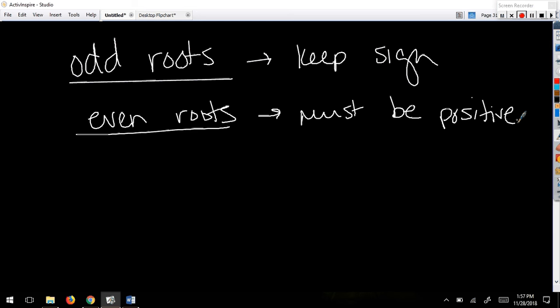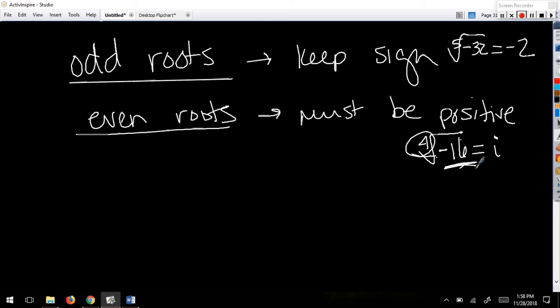All odd roots keep the sign. So if I had the fifth root of negative 32, it's going to be negative 2. But if I had the fourth root of negative 16, this would have to be an imaginary number because of the even root. It needs to be positive under this radical if it's an even root, because if you multiply them an even number of times, it's going to keep the sign.